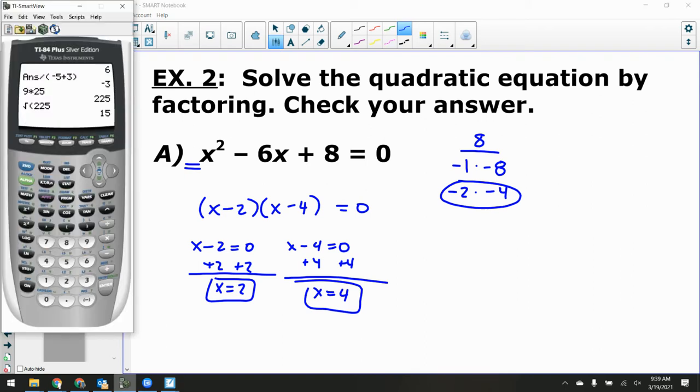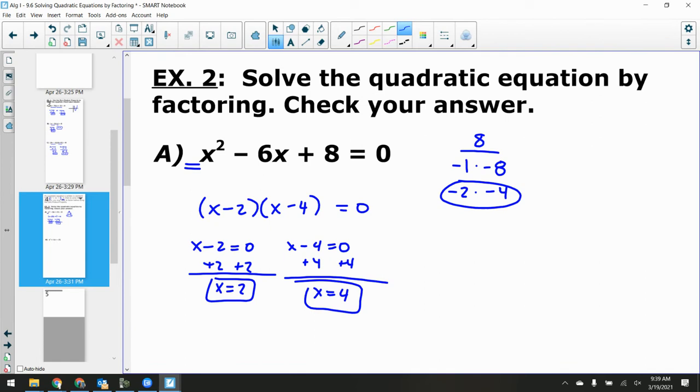Let's plug in 2. 2 squared minus 6 times 2 plus 8. Do I get 0? Hope so. 4 squared minus 6 times 4 plus 8. Do I get 0? Yep. These are the zeros of the function. This is where it crosses the x-axis. See, I can tell a lot about this function right now.